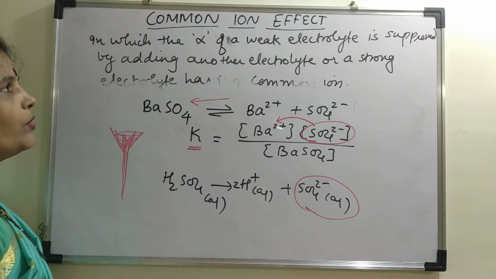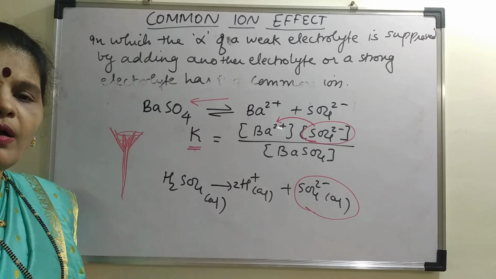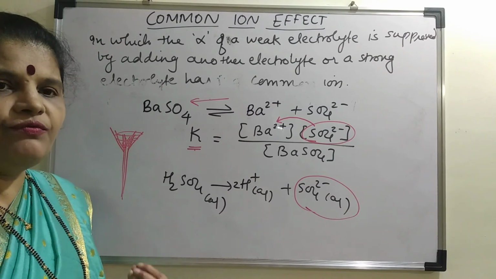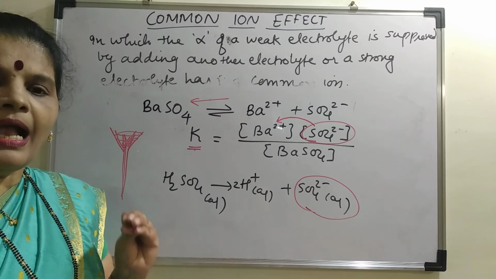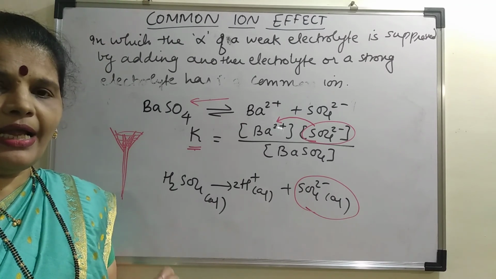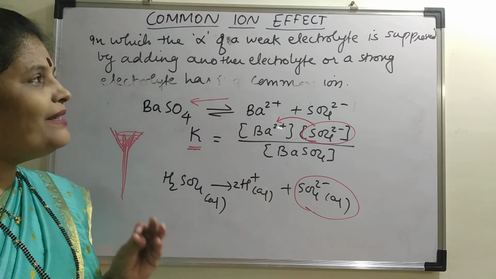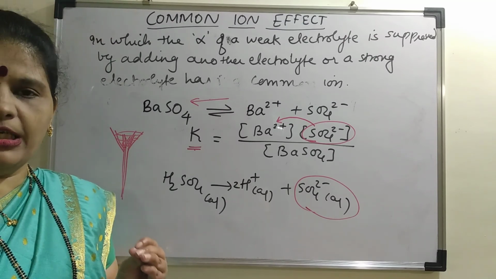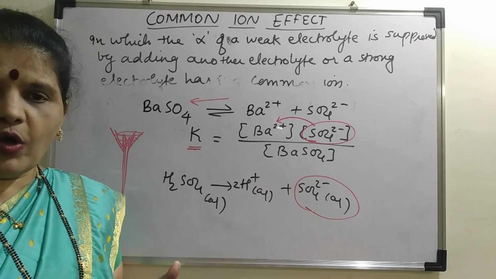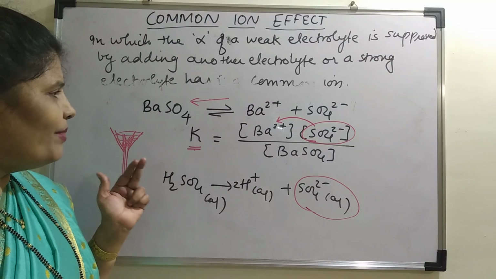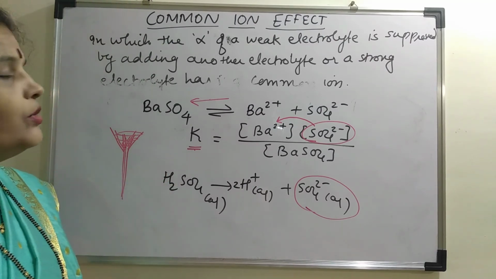So this is all about the common ion effect. The common ion effect is a phenomenon in which the degree of dissociation or ionization of a weak electrolyte is suppressed. How is it suppressed? By adding another electrolyte. Which electrolyte? A strong electrolyte having a common ion. And it works on the principle of Le Chatelier's principle. Applications are salting out of soap, purification of common salt, and washing of the precipitates during gravimetric analysis. So this is all about the common ion effect.